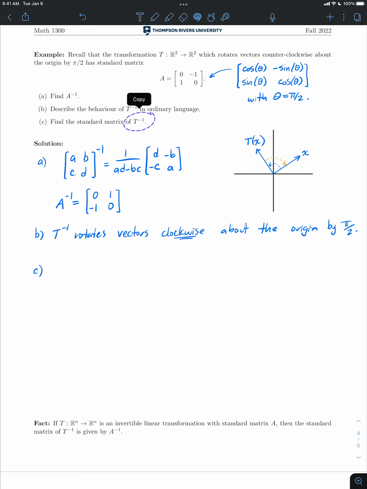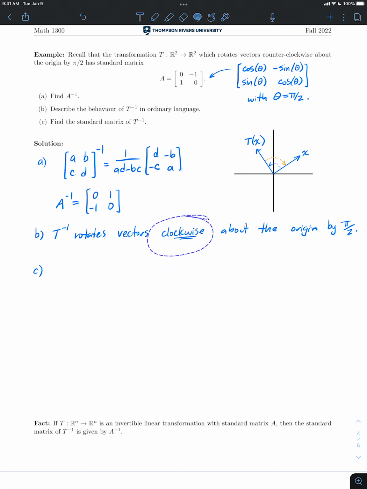One of the ways we could do this, that doesn't involve machinery, would be just to say, well, how do you find the standard matrix of a transformation? Figure out what it does to each of the standard basis vectors. So we could figure out what T inverse does to E1 and E2, and then take those to be the columns of our standard matrix. But what we'd be doing is essentially repeating the argument that we gave when we derived this matrix, which, remember, is how you rotate vectors counterclockwise about the origin by theta. So we could just use this formula and then plug in our appropriate value of theta.